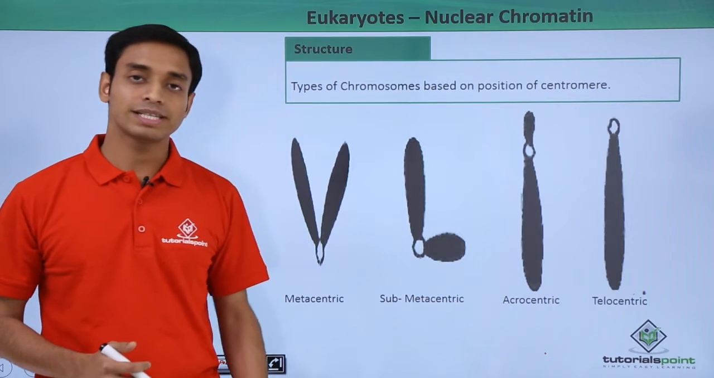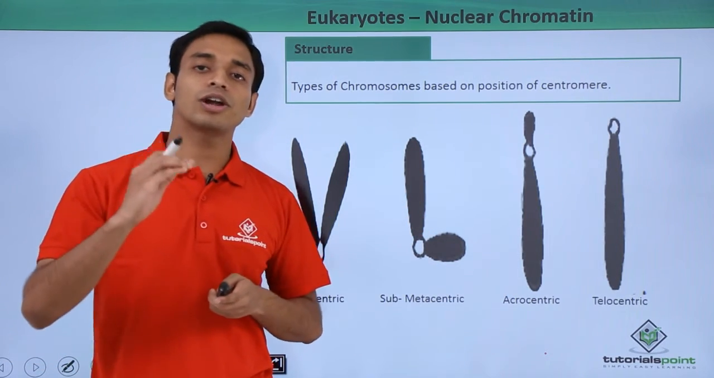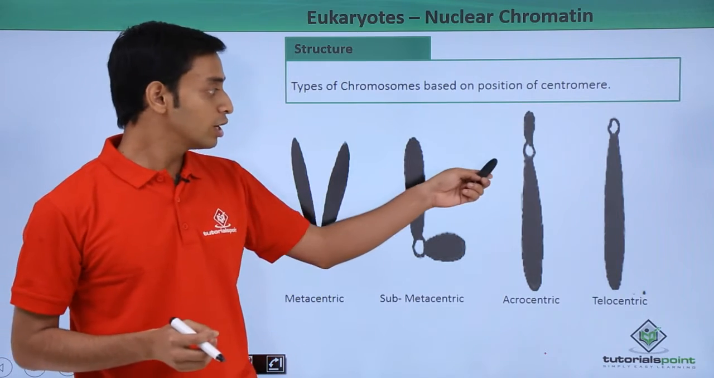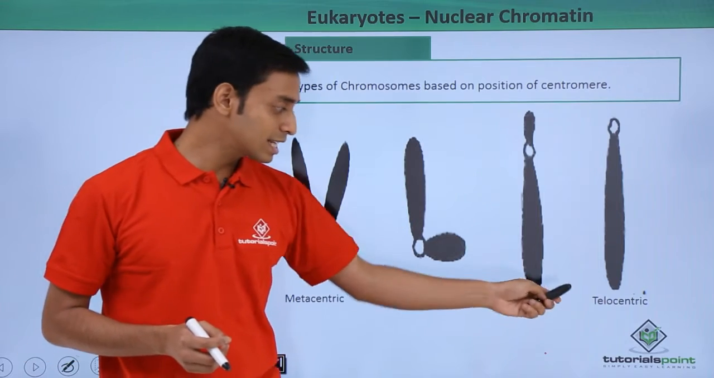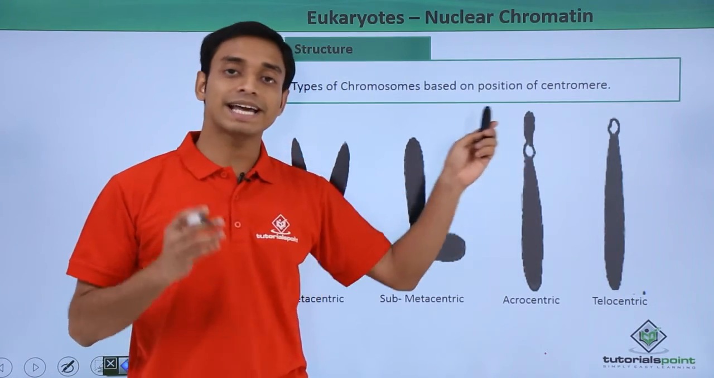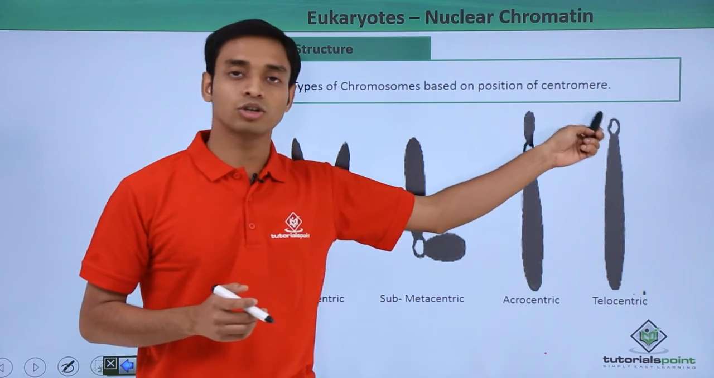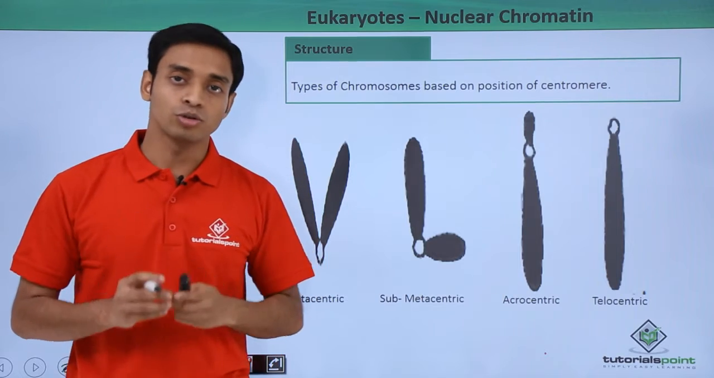The third type is known as the acrocentric chromosome. Here the centromere is towards the end of one of the arms of the chromosome, so one arm is very long and the other arm is very short. And the last type is known as the telocentric chromosome. Here the centromere is exactly present at the tip of the chromosome, so we can see only one arm of the chromosome.